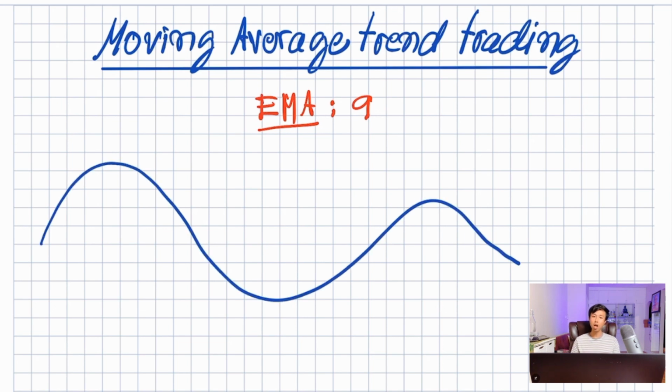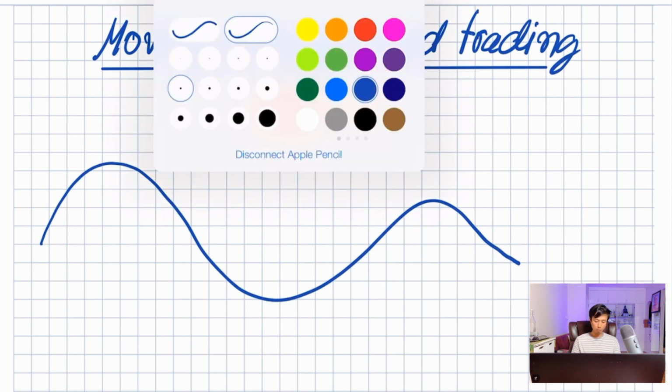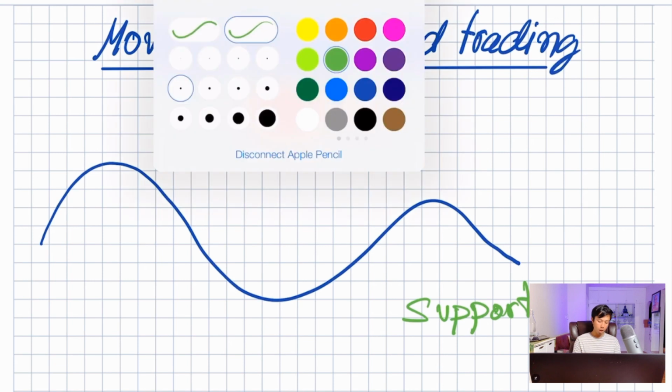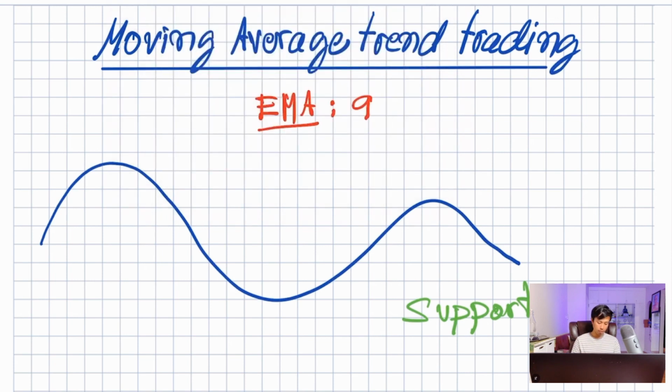It's just like a curve here. Maybe my curve here is not pretty smooth, and this curve becomes support and resistance. It's going to be our support here, or it's going to be our resistance up there.